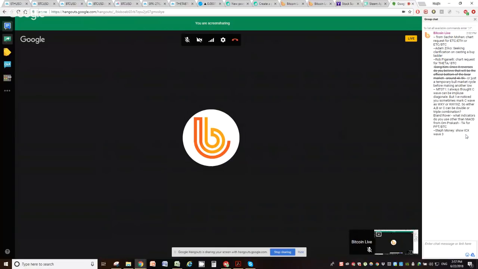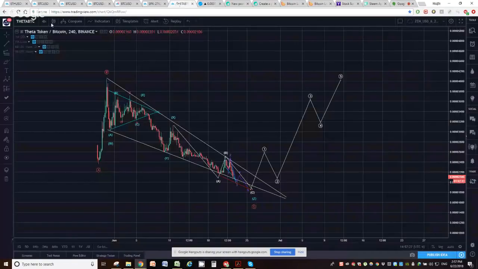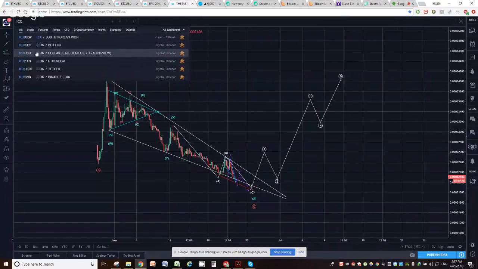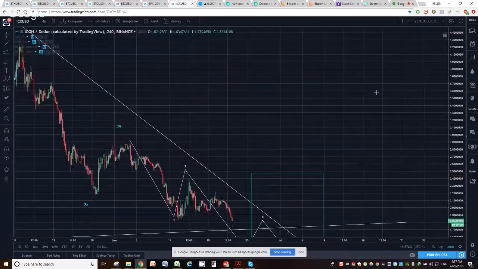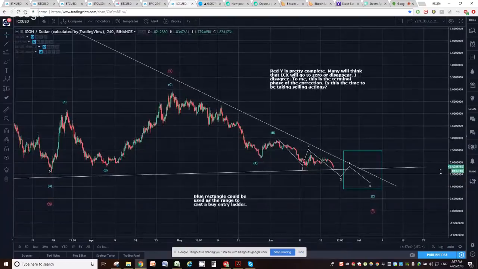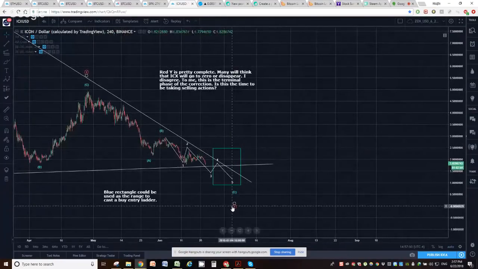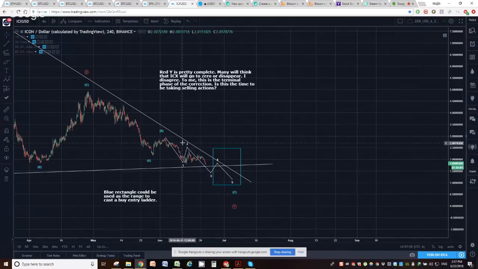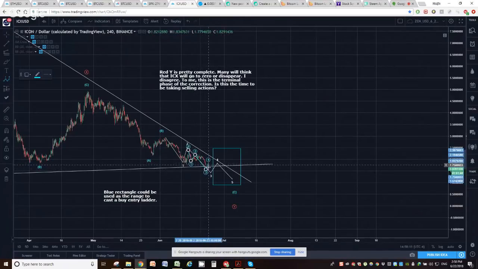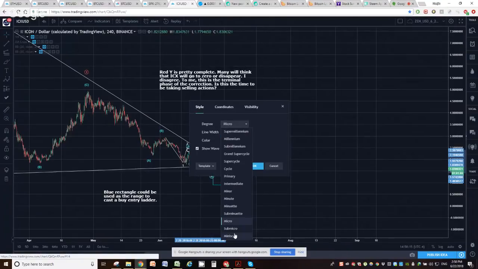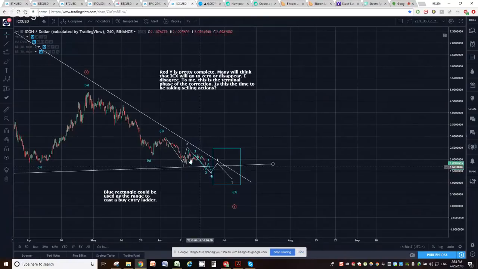Staff, show ICX wave 3. All right, since I had the ICX here, so you have the Y, which is composed of an A, B, C, and the C is composed of 1, 2, 3, 4, and 5. So this 3 has 1, 2, is working on 3 of 3. 1, 2, 3, 4, and 5. So this will be the 3, 4, and 5, and the blue will be the subwaves of the 3.